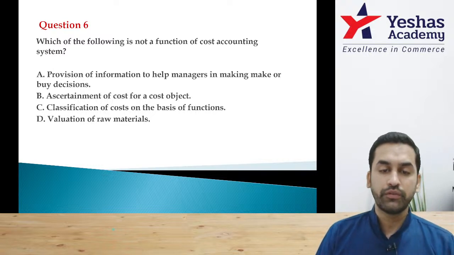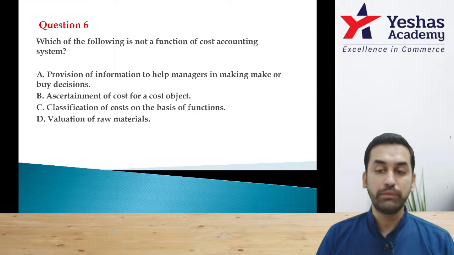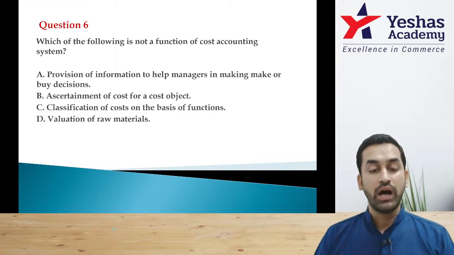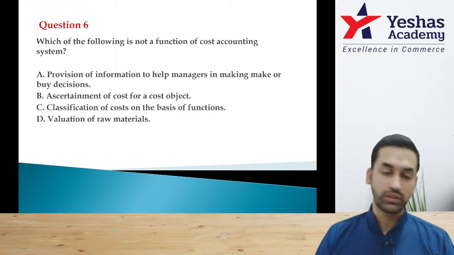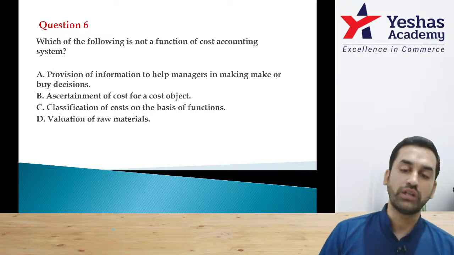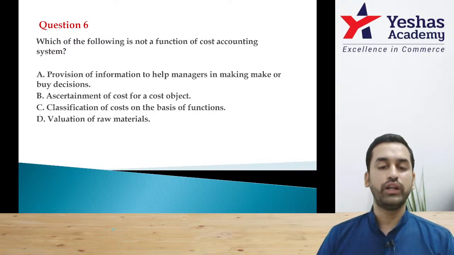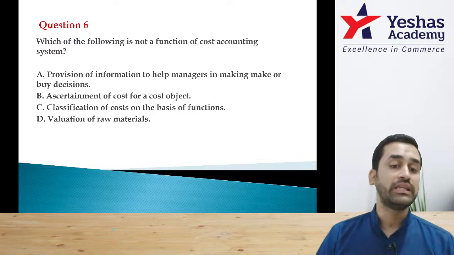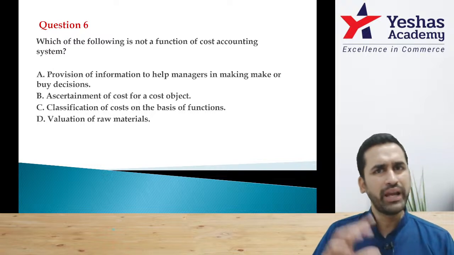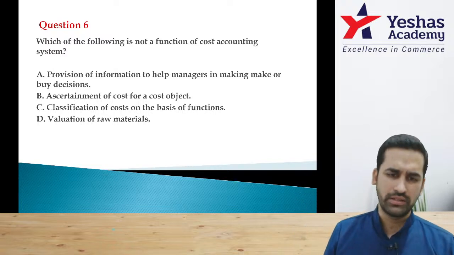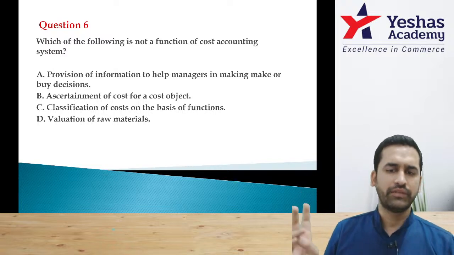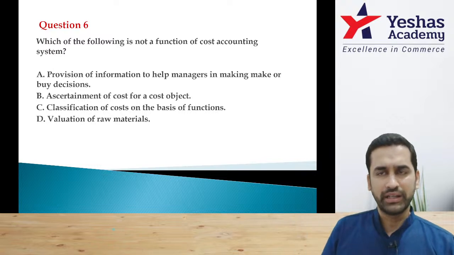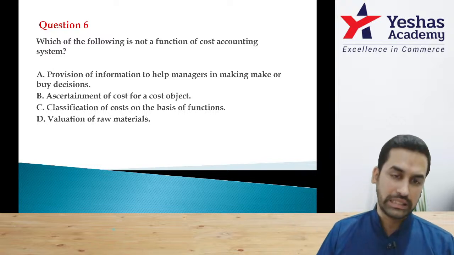A, provision for information to help managers in making make or buy decision, ascertainment of cost for a cost object, classification of cost on the basis of functions, valuation of raw material. If you read options B, C and D, you can make out these are for day-to-day activities: ascertaining the cost, classifying the cost, valuing the raw material. This is what cost accounting does.